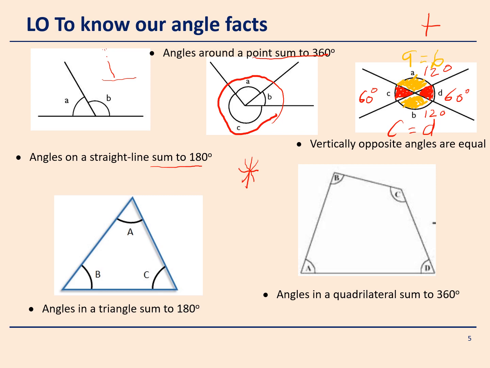Angles in a triangle add up to 180 degrees. Angles in a quadrilateral add up to 360 degrees. Okay, moving on.